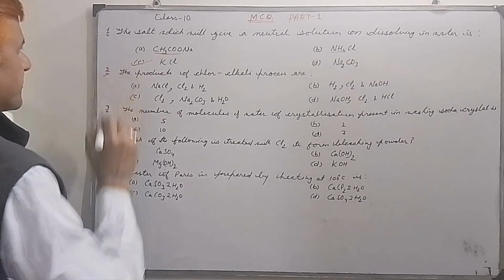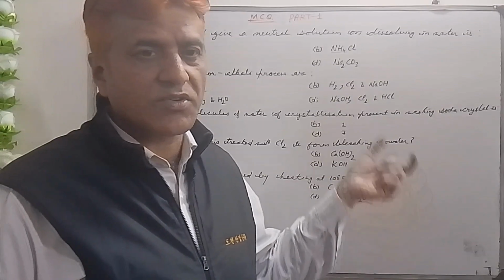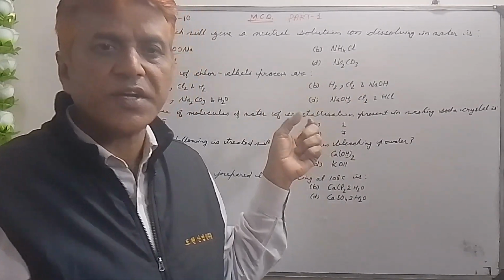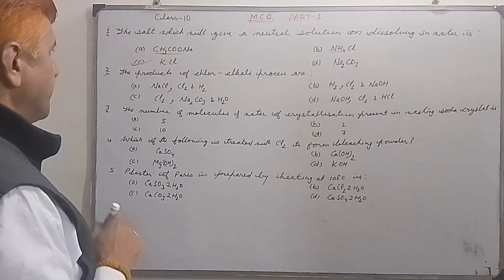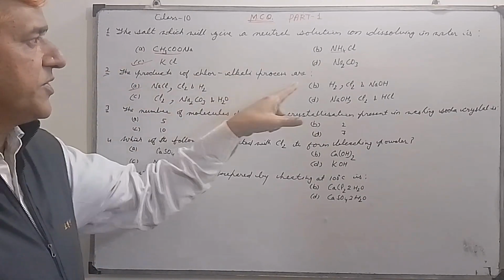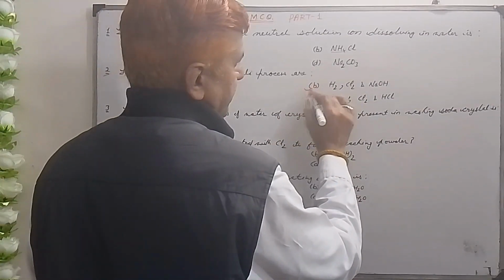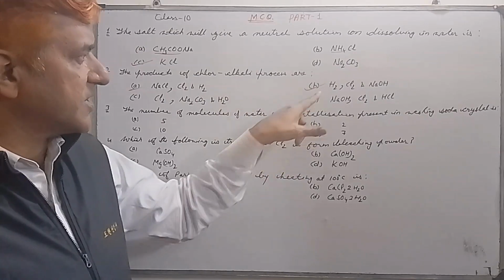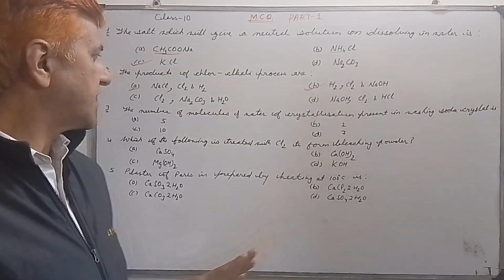Question number 2 is, the products of chlor-alkali process are. My dear students, always remember that the products of chlor-alkali process are sodium hydroxide, chlorine and hydrogen gas. So A, sodium chloride, this is wrong. B, hydrogen, chlorine gas and sodium hydroxide, this is correct. So always remember this, that the products of chlor-alkali process are hydrogen, chlorine gas and sodium hydroxide.